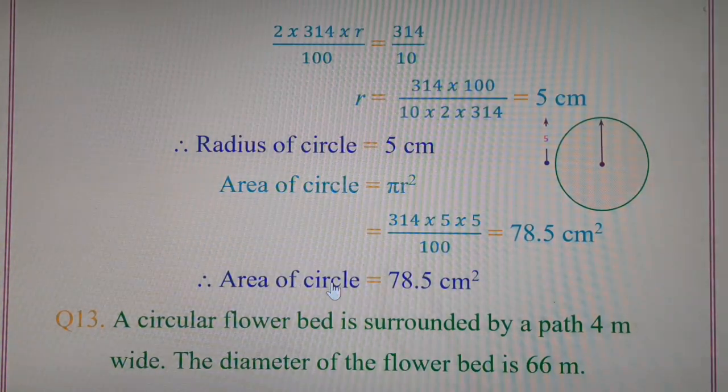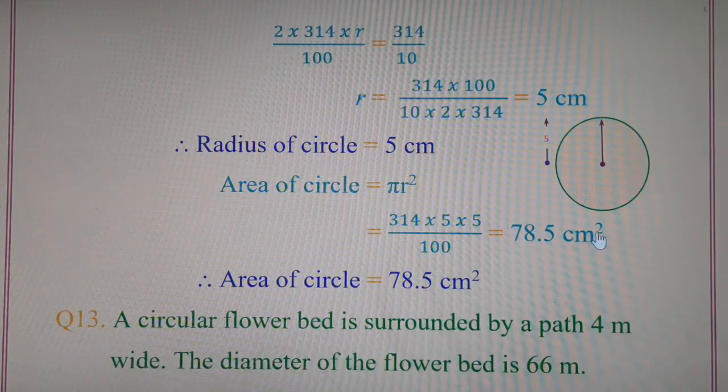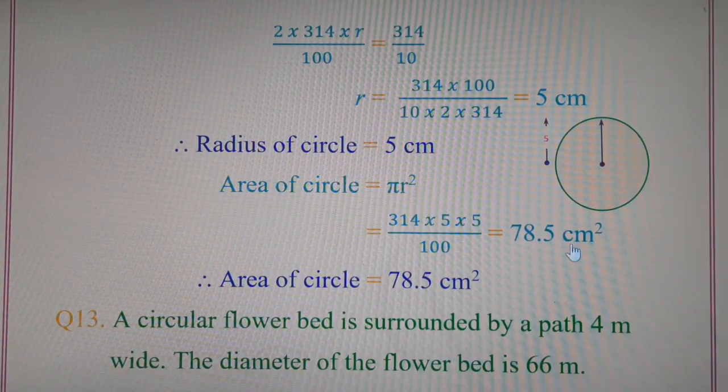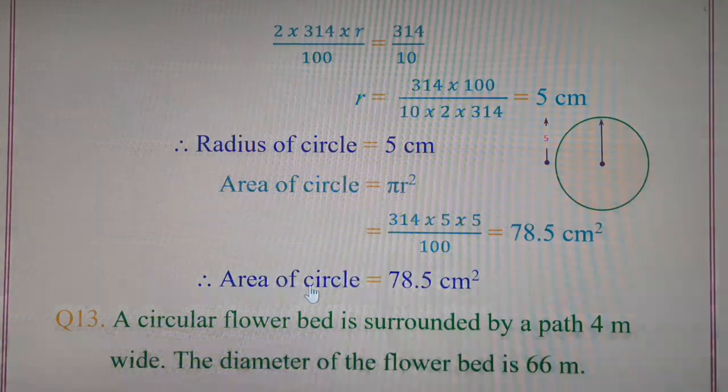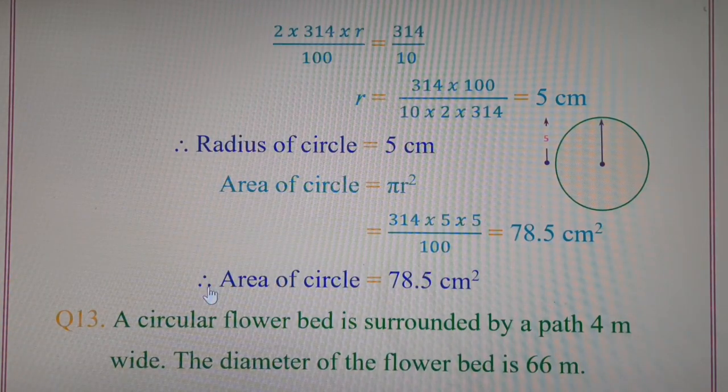Because the area topic is given, we have to always write the unit as square centimeter or square meter or square kilometer, or whatever unit is given, with the power 2. So here we are calculating the area of the circle. We'll write the answer statement as, therefore area of circle is equal to 78.5 centimeter square.